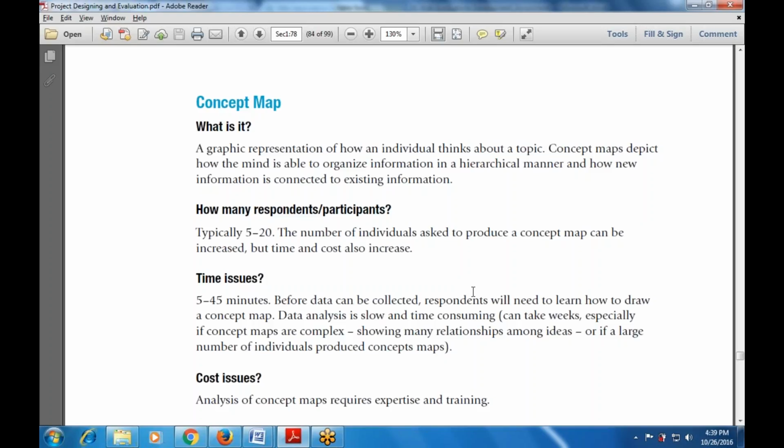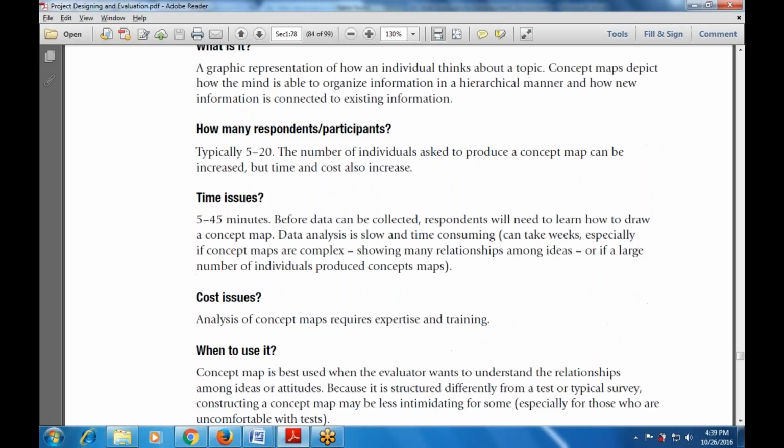Data analysis is slow and time consuming. It can take a week, especially if the concept maps are complex, showing many relationships among the ideas, or if a large number of individuals produce concept maps. Then analysis of the concept map also requires expertise and training. Expertise and training in the sense of the time needed for the analysis part, which is carried out with expertise and training.